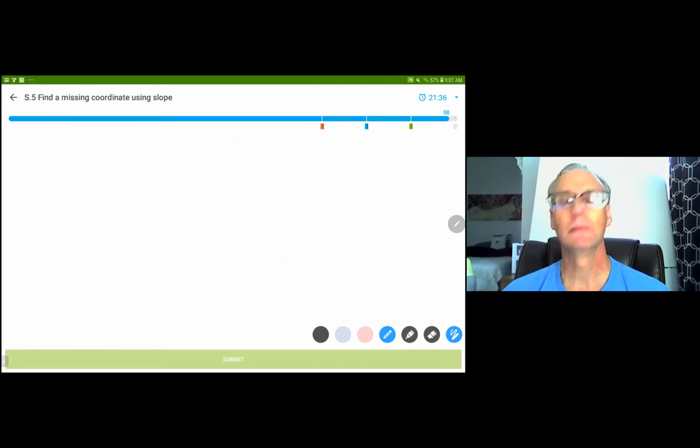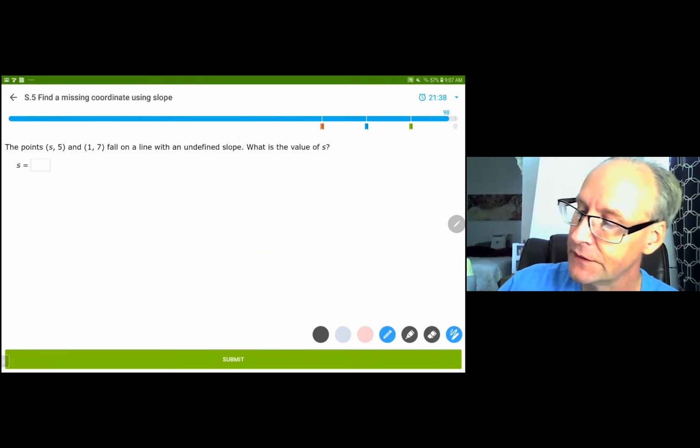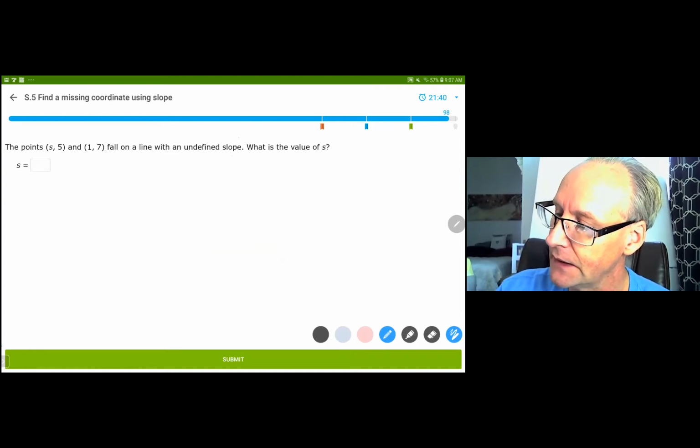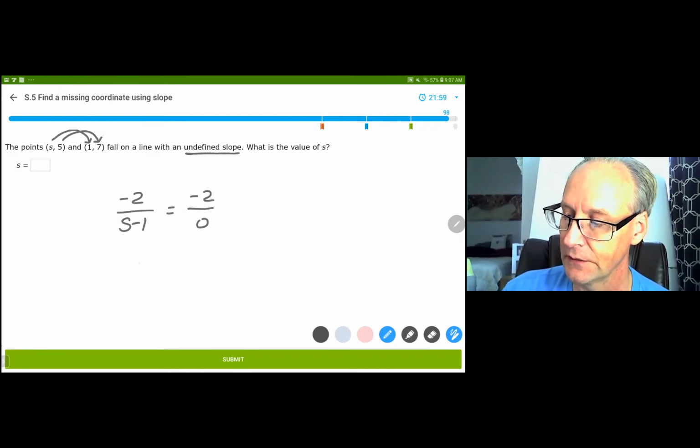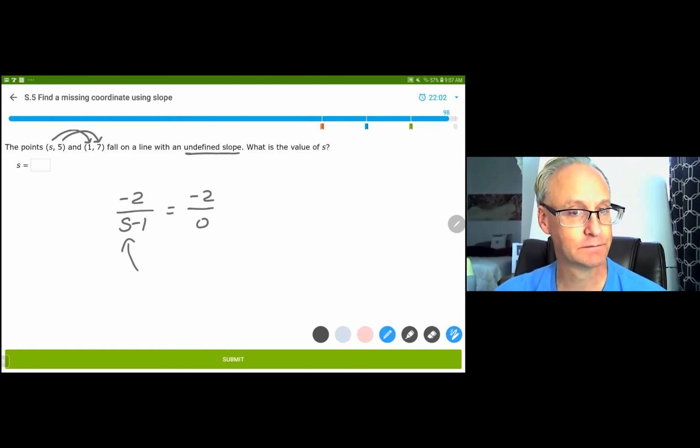We might only have one left. So let's go ahead and do the undefined slope again. I'm going to go ahead and subtract my y's. That's going to be negative 2 over s minus 1. Undefined slope means I have it over 0. And remember, it doesn't matter what the numerator says. Clearly, s is 1, isn't it?